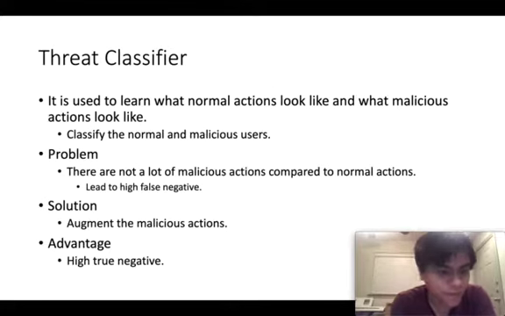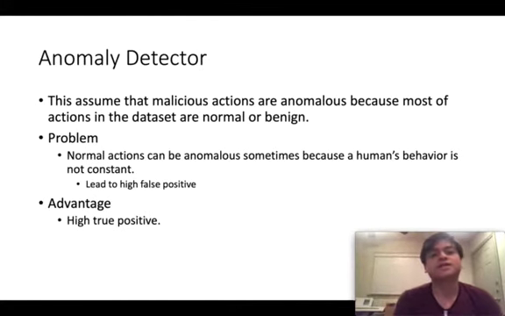Alright? But the advantage of this is it has a very high true negative because mostly they just output the negative class. So of course you're gonna have high true negative. Right? Another one is anomaly detector. This one assumes that the malicious actions are the outliers or are anomalies, because most of the actions in the dataset are the normal one or benign one.